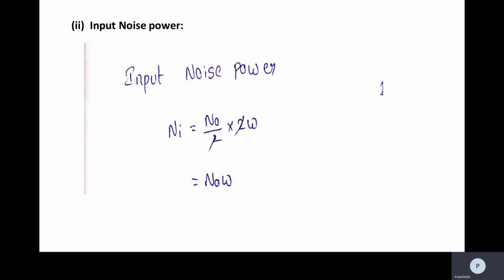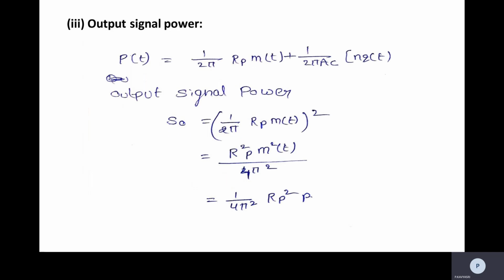To calculate the input noise power, from the white Gaussian noise, we can write Ni is equal to N0 by 2. The bandwidth is 2W, so I'm writing N0 by 2 into 2W. Why? Because noise into bandwidth. So the 2 gets cancelled, and we will get N0 into W. That is the input noise power.